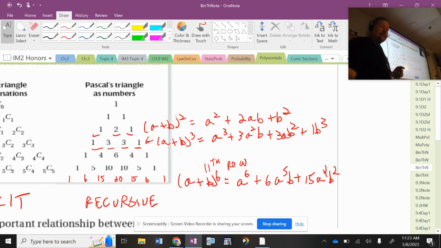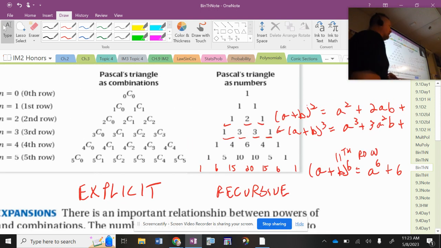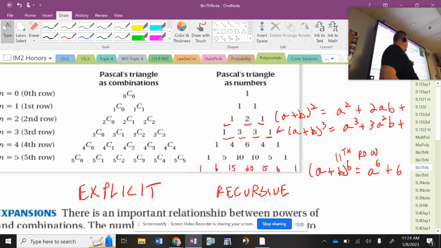Whereas the explicit definition is a formula where, if I need the 11th row, I can plug a number into a formula and get it. To get the 11th row, though, you have to remember it would be 10C0, 10C1, 10C2, all the way to 10C10. I showed you how to do that on a calculator: 10C, brace, 0, 1, 2, 3, 4, 5, 6, 7, 8, 9, 10, all with commas, close the brace. And then it gives you that Pascal row for that situation.